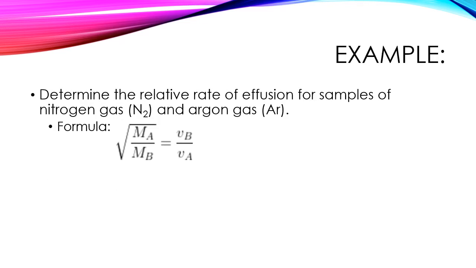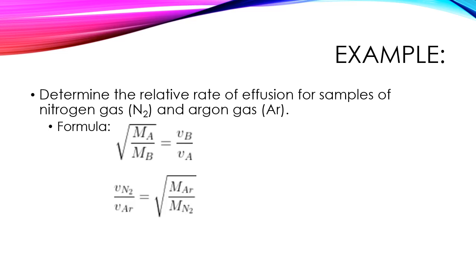Let's look at an example of how to do a calculation involving Graham's law. Determine the relative rate of effusion for samples of nitrogen gas and argon gas. When we say the relative rate of effusion, we're looking for the ratio of V of one gas over V of the other gas. So we actually just have to plug in 2 things and just get that ratio. We have to be careful about how we plug them in.